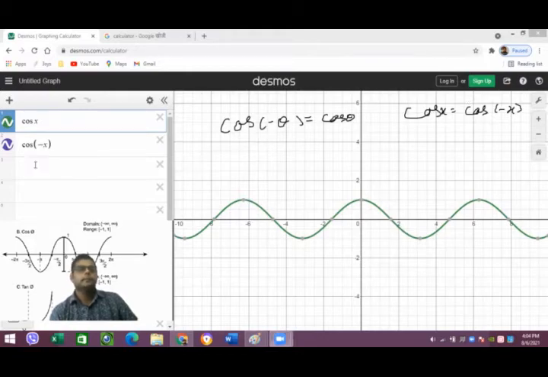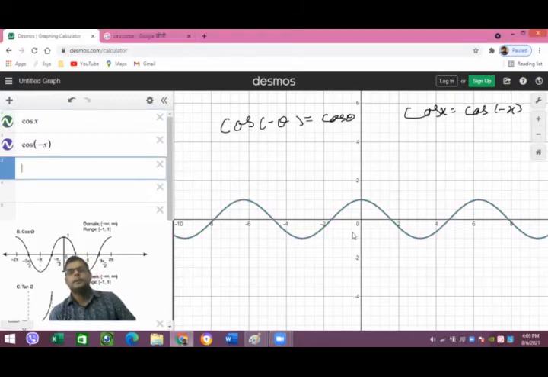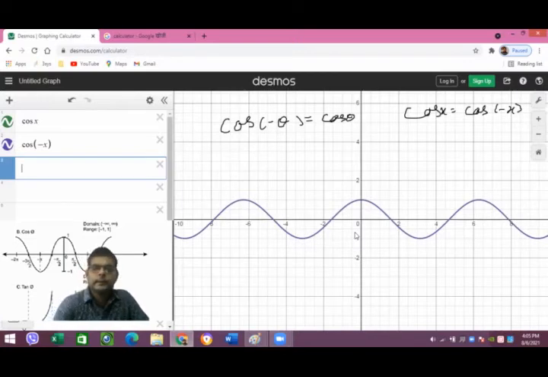Now, what if you reflect the graph about the x-axis? Reflection about the x-axis means y becomes positive and negative. When you go up, y is positive. If you go down along the y-axis, then it will be negative y, and therefore reflection about the x-axis is in fact minus y. So minus y in this case is minus cos x.